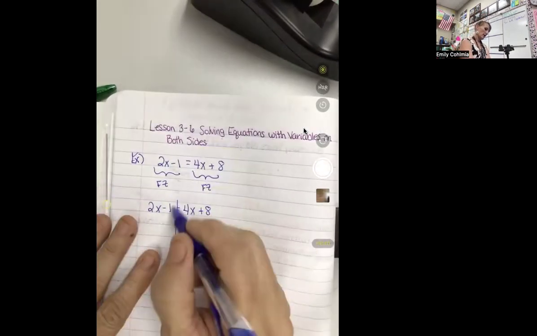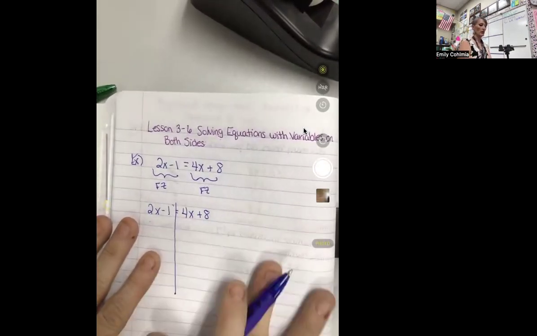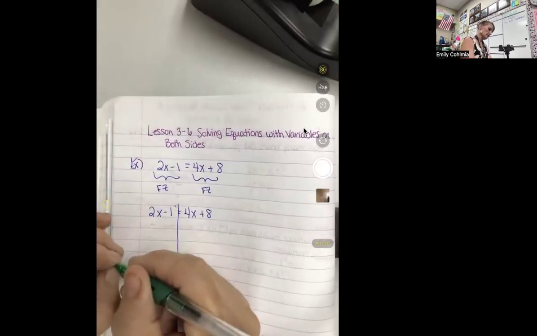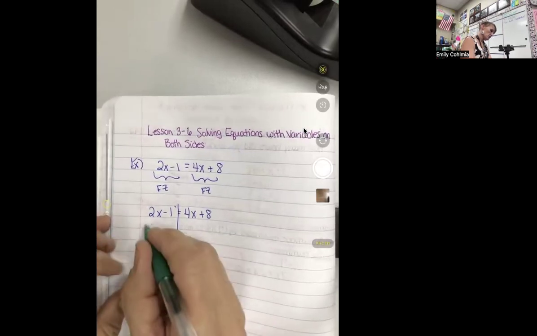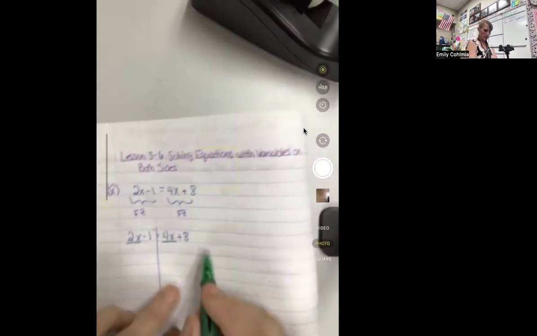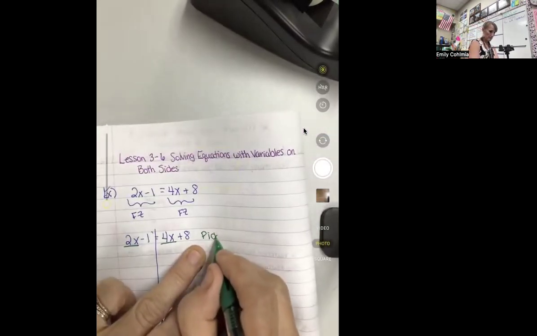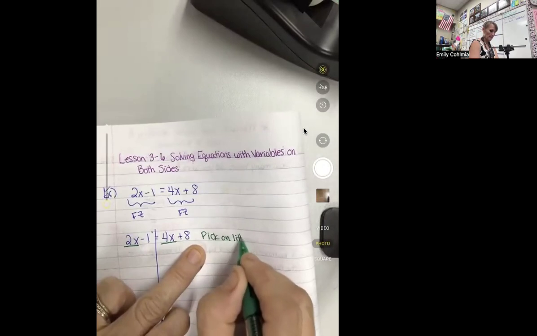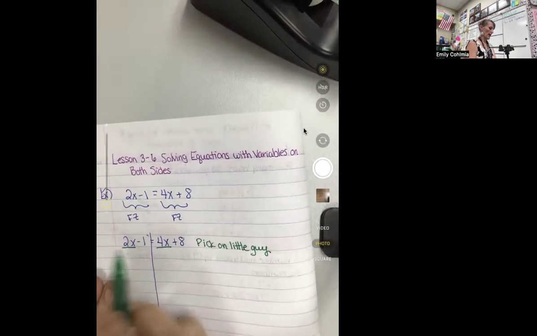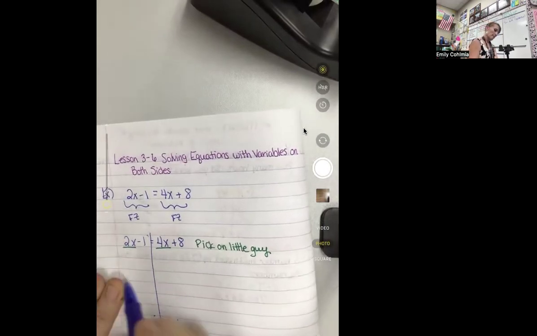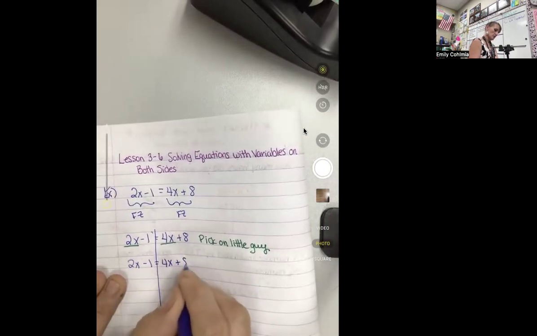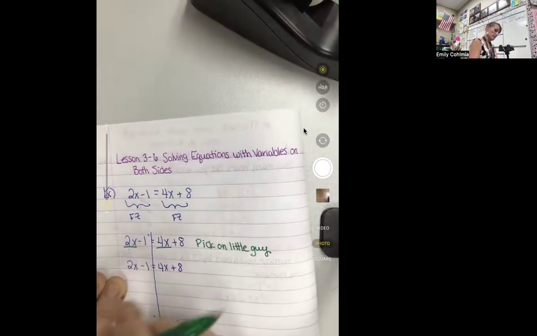So I don't care about the constants right now. I'm not worried about that. I'm worried about the little guy when it comes to the variables. So I'm going to specifically look at the 2x and the 4x. That's what I'm looking at, just the variables. So we're going to pick on the little guy. So the little guy here is the 2x. So 2x minus 1 equals 4x plus 8. The 2x is the little guy.